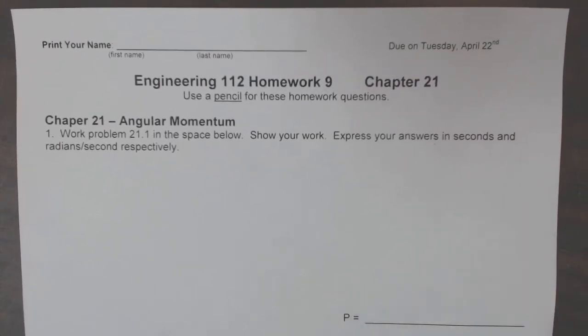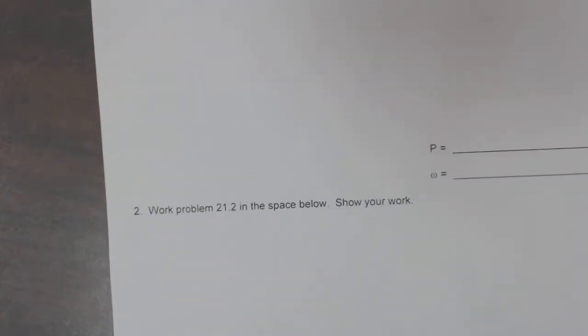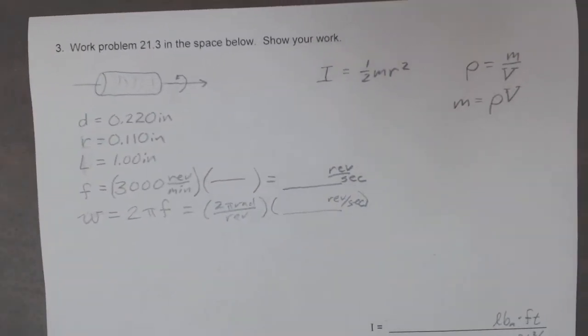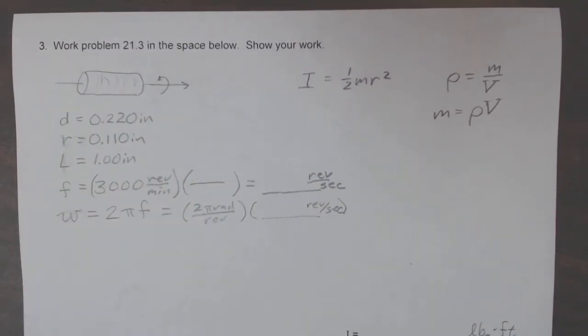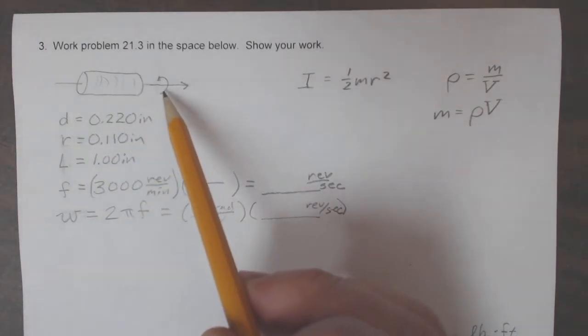This is video help on homework 9, chapter 21, and we're looking at problem 3 on the back page. It's the third problem at the end of chapter 21. What it describes is a lead bullet rotating about an axis this way.